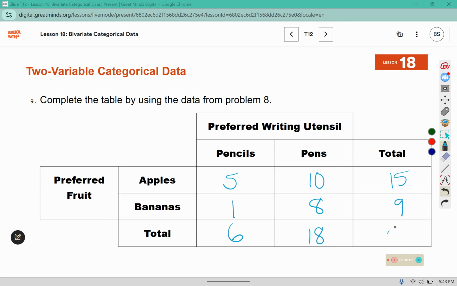15 plus 9 is 24. And 6 plus 18 is also 24. This is a two-way table. We have the preferred writing utensil as one variable and the preferred fruit as another, giving us bivariate data.